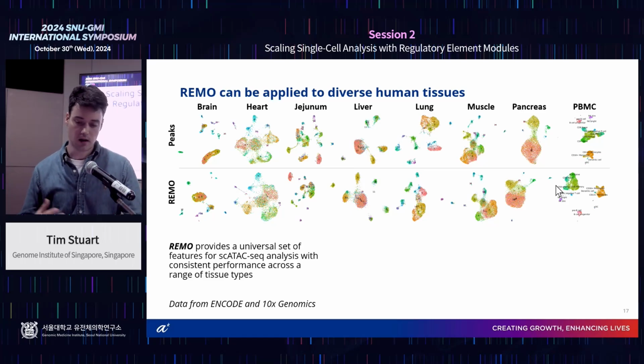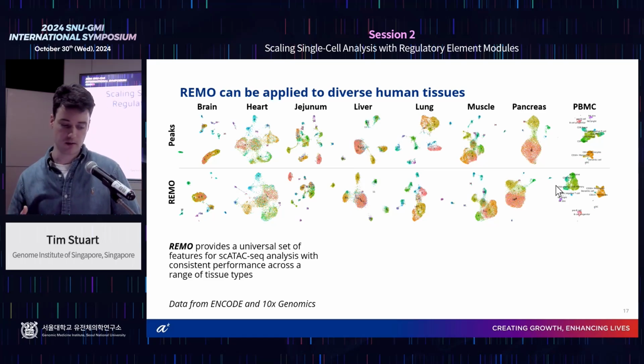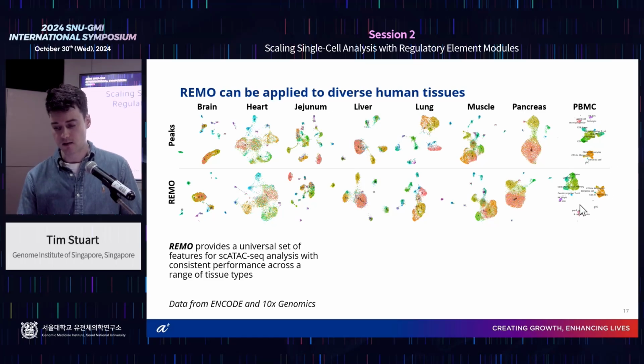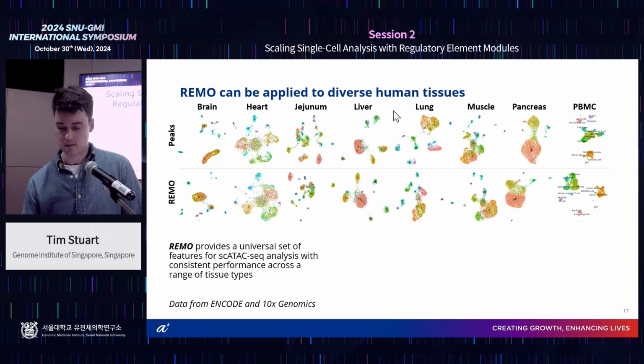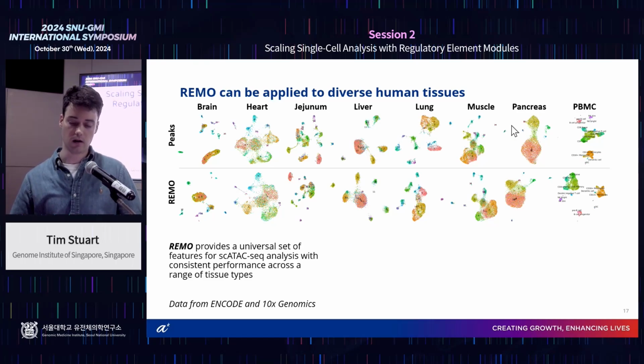Okay, and so I started out also talking about how we want this to be a universally applicable set of features for single-cell ATAC-seq analysis. So earlier I showed some analysis on PBMC. But then what we've looked at also is collecting many different multiome data sets from other tissues. This is mostly from stuff that's on ENCODE or from the 10x Genomics website. But here we have brain, heart, jejunum, liver, lung, muscle, pancreas. And these are all the same sort of analysis that I showed earlier, where the cells are annotated using the gene expression information.